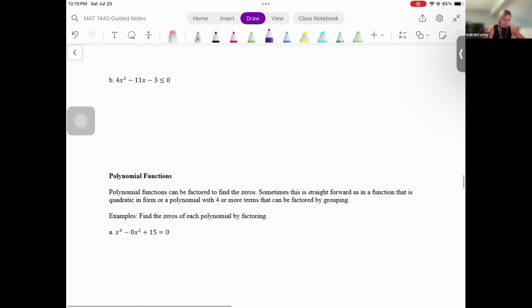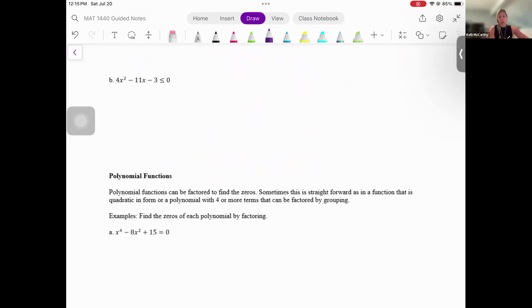For 4x squared minus 11x minus 3 is less than or equal to 0, that first step is done for us because it's already set to 0. So now we're going to try factoring. Again, thinking about the options for finding our zeros or factoring, we do really want to try to factor this because it's going to make the rest of our work a lot easier.